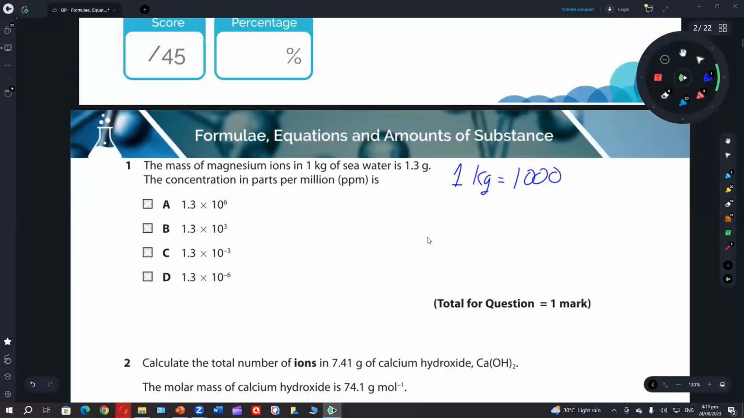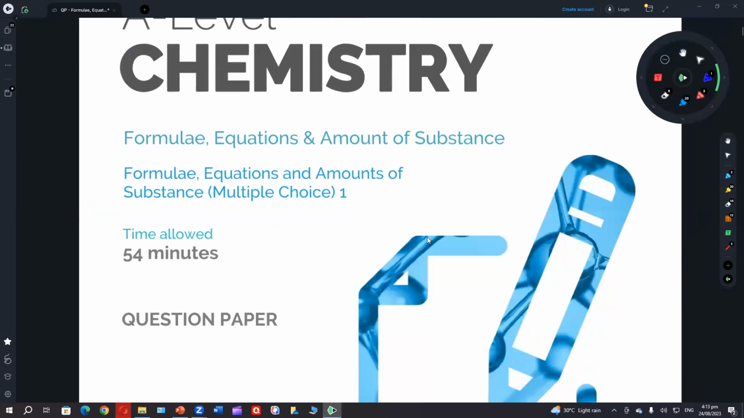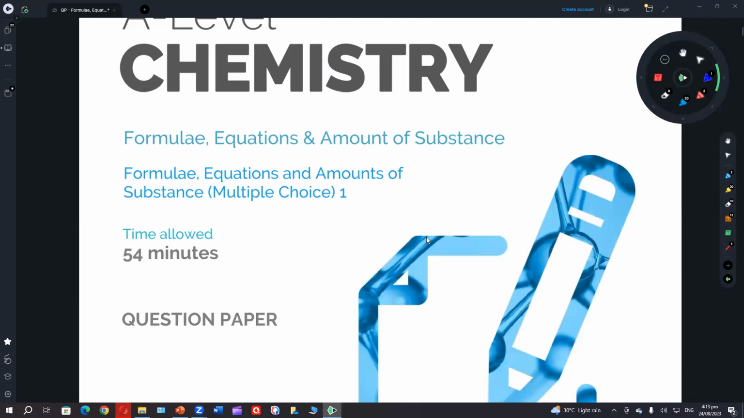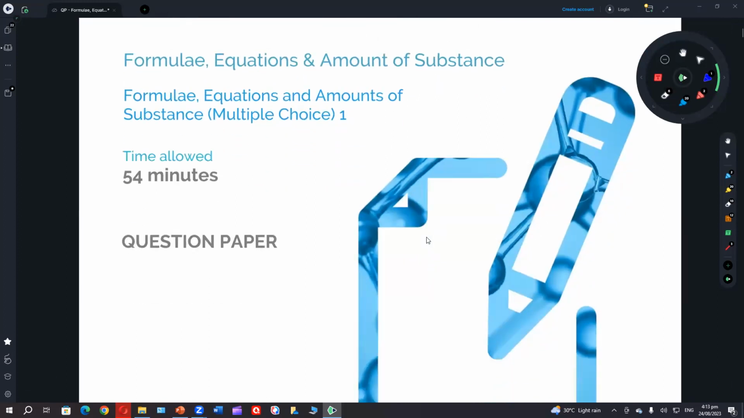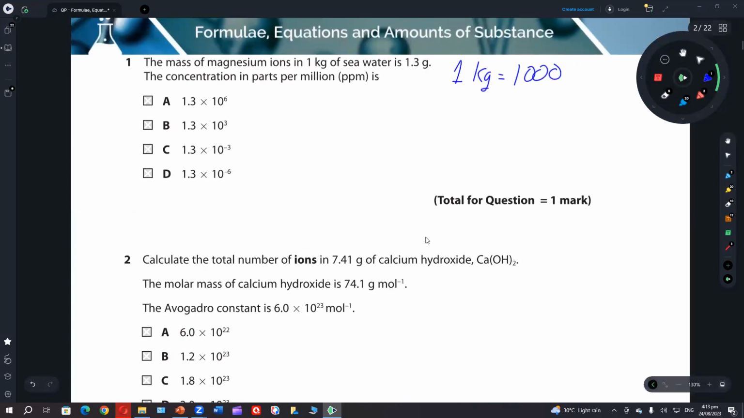So we are doing our chemistry assignment, a question on formulae, equations, and amounts of substance. Multiple choice one: the mass of magnesium ion in 1 kg of seawater is this. The concentration in parts per million. So did you find the formula for parts per million?